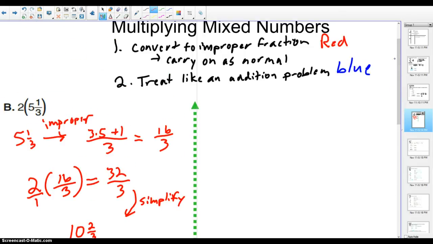Now, if we treat this like an addition problem, this goes back to the other question that we had in our warm-up. For that question, we asked, how did we write a number like 5 1/3? 5 1/3 is actually 5 plus 1/3. So now to do this problem, we replace 5 1/3 with 5 plus 1/3.